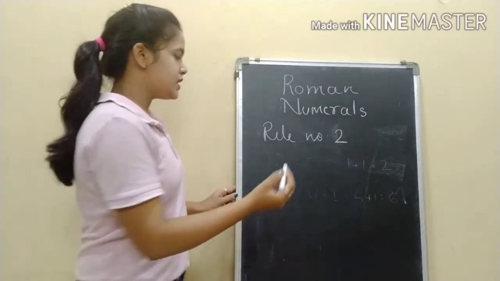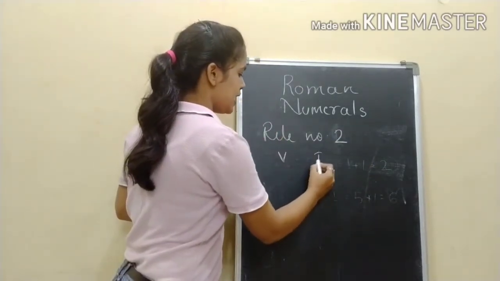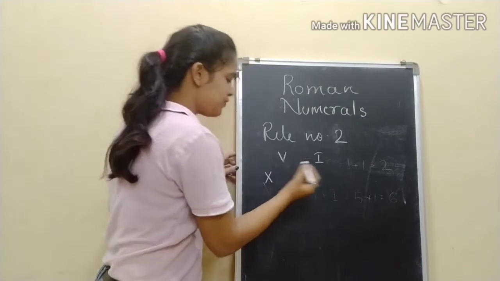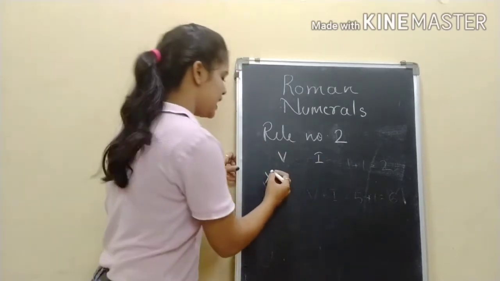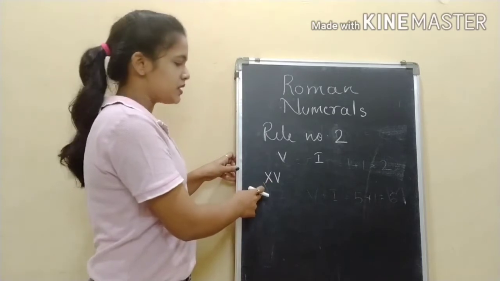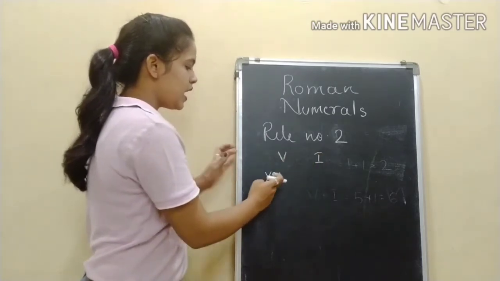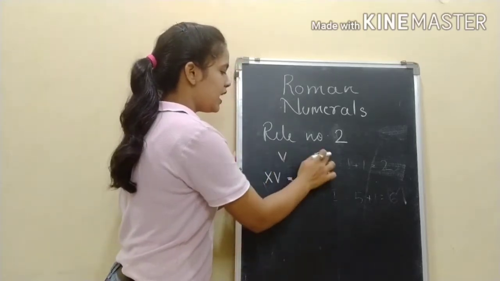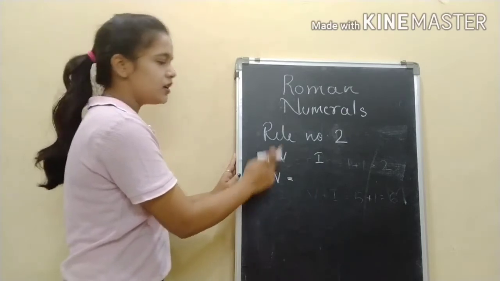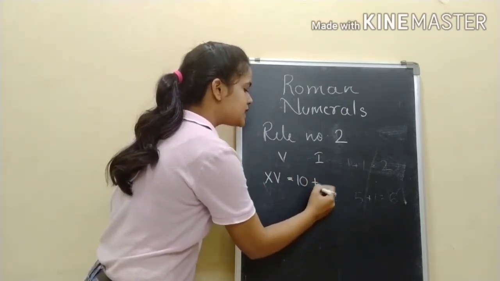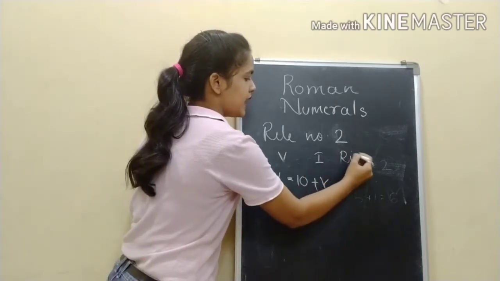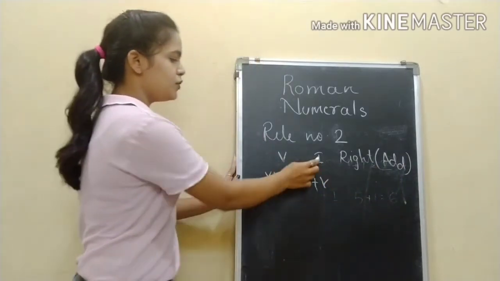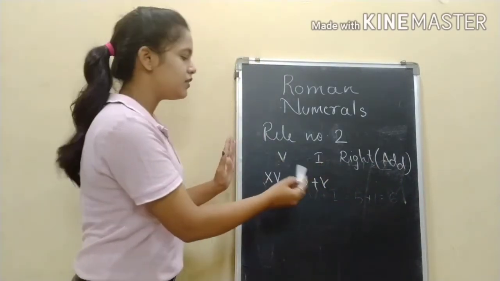The rule number 2 is, suppose if V and I are with a number which is bigger. For example, we take X. If the Roman number given to you is X and V, what does this mean? If V or I is after or in the right hand side of a bigger number, then the value of V and I is added to the bigger number. That means 10 plus V. If it is on the right hand side, then we have to add. If these 2 Roman numerals are on the right hand side of the bigger number, then we have to add.